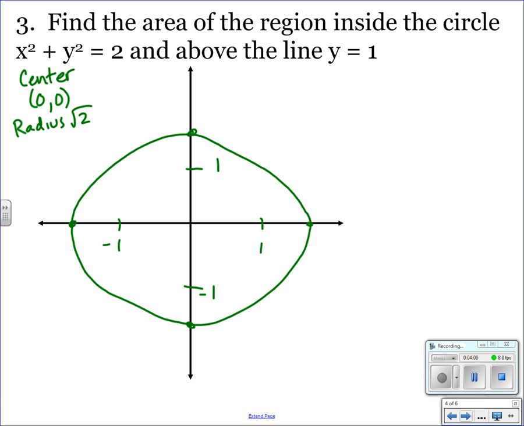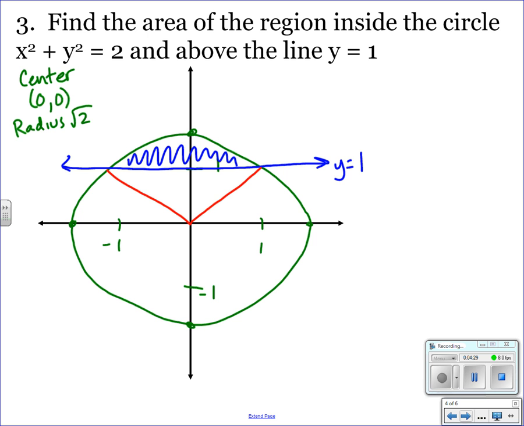And that looks like an alien head. And then, but above the line, y equals 1. So I draw on that line, y equals 1. Y equals 1 is a straight horizontal line. Okay, so I'm looking for the area inside the circle, but above the line. So I'm looking for this area. So if I find the area of that sector, and I subtract the area of the triangle, that's going to help me out.